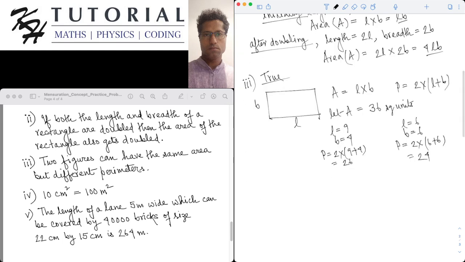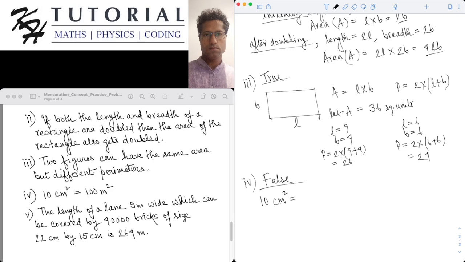Part 4. It is asking whether 10 centimeter square is equal to 100 meter square or not. I think this is definitely false, because what is 10 centimeter square? You must be very strong and familiar with the conversion of units for perimeter and area, that is from centimeter square to meter square, kilometer square, all these conversions from one unit to another.